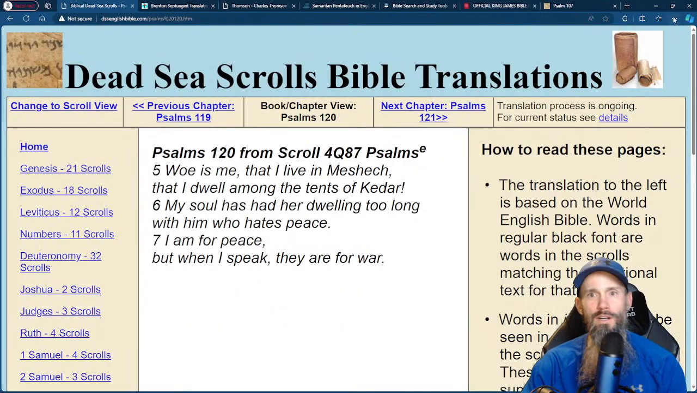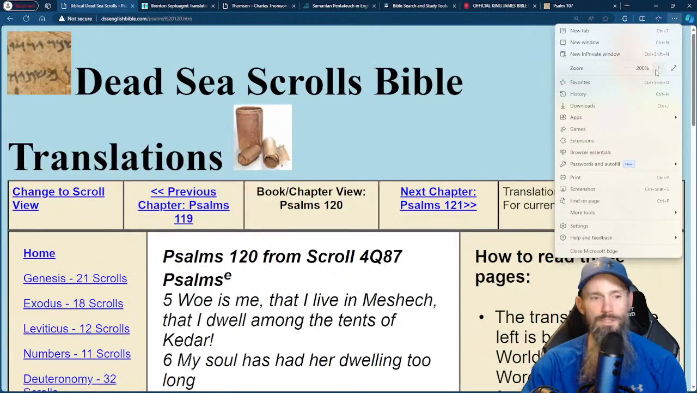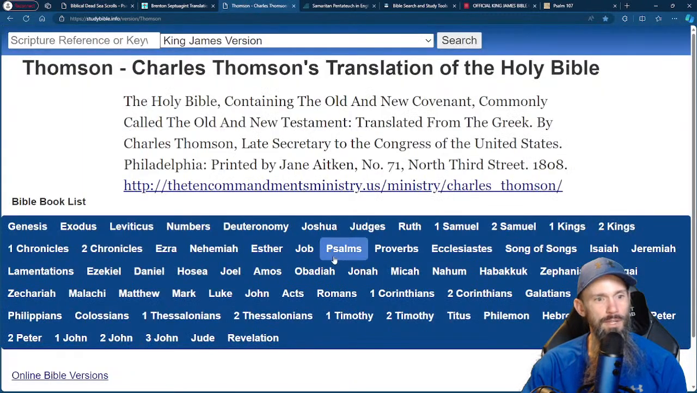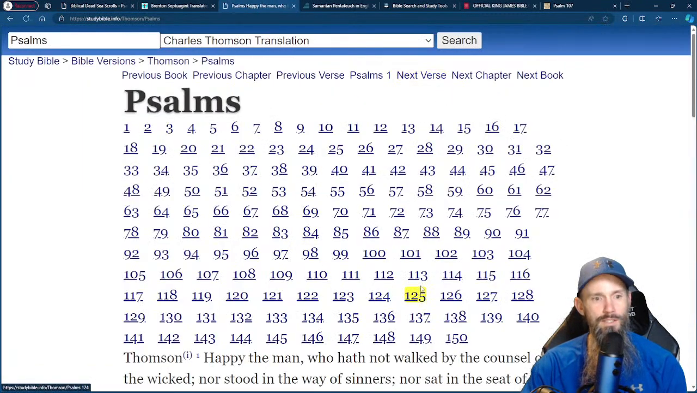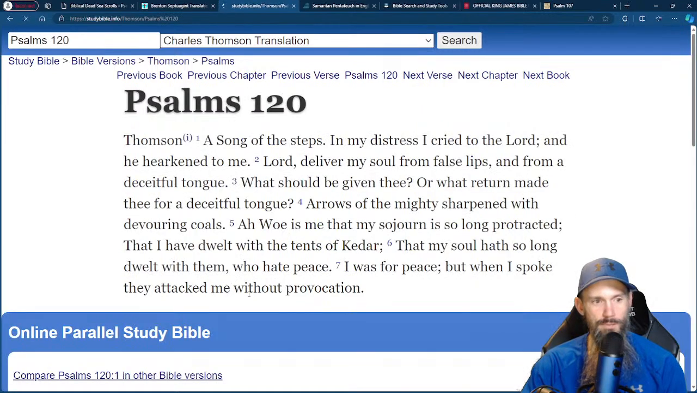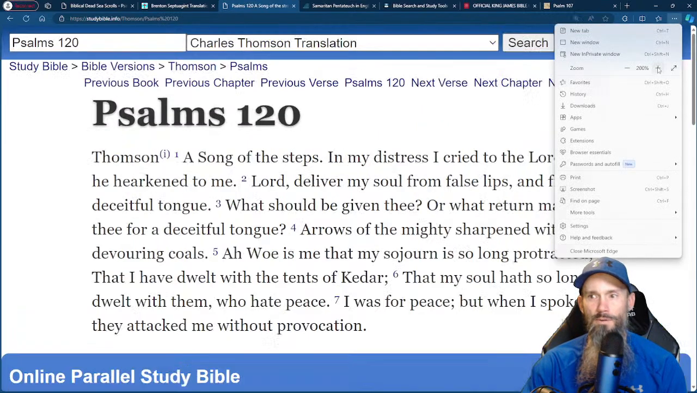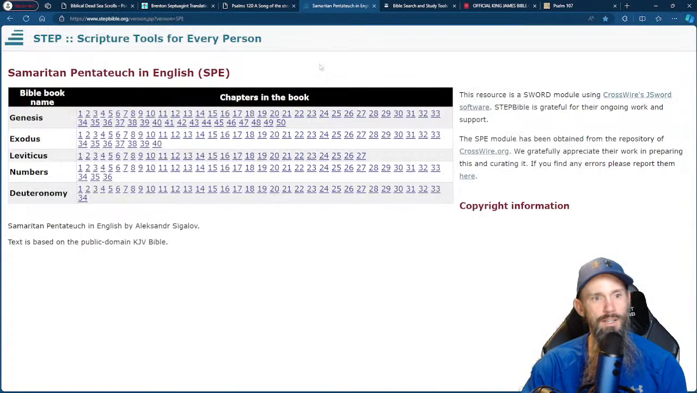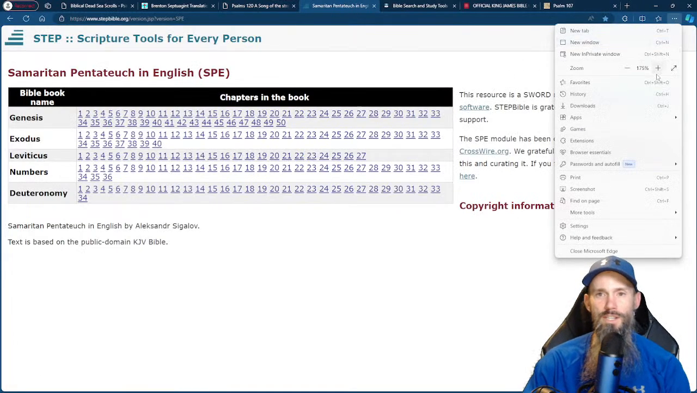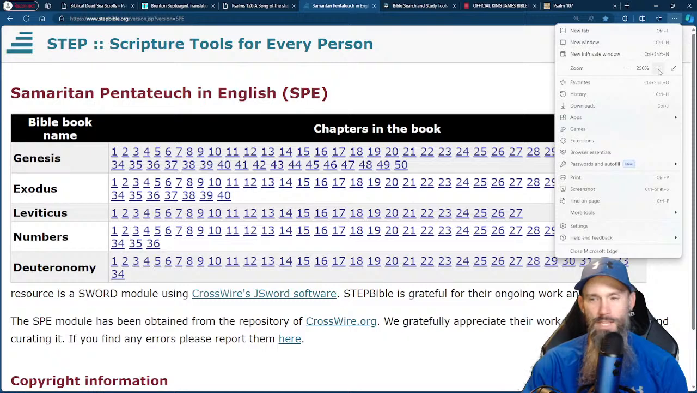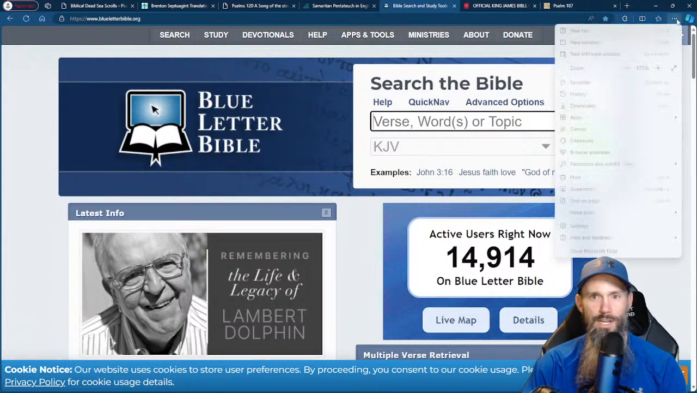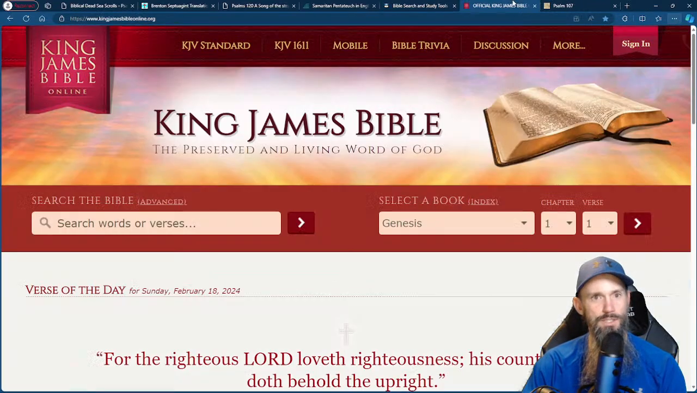I wish these would stay zoomed in better, but they don't. So Thompson Septuagint is right in line. I think when they translated Thompson, they translated in line with the Masoretic text. And the same thing they do with the Dead Sea Scrolls, they go by the Masoretic text, which is KJV, most modern translations.